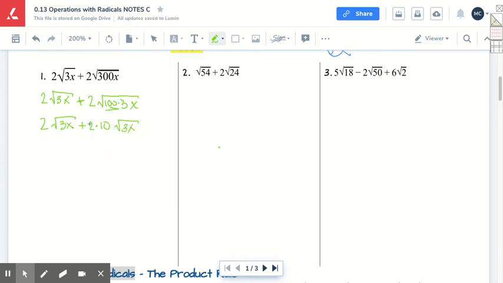Now I could add, I need to do this multiplication. 2 times 10, which is 20.